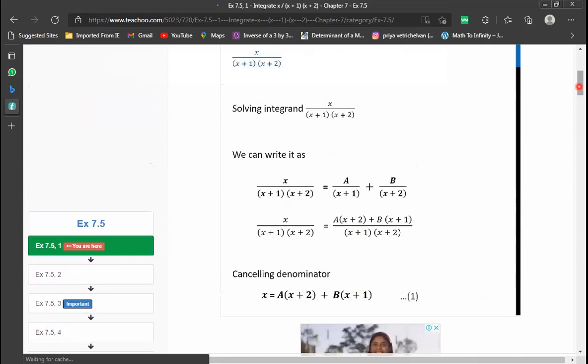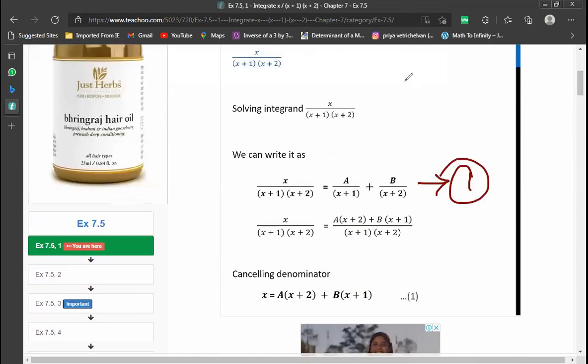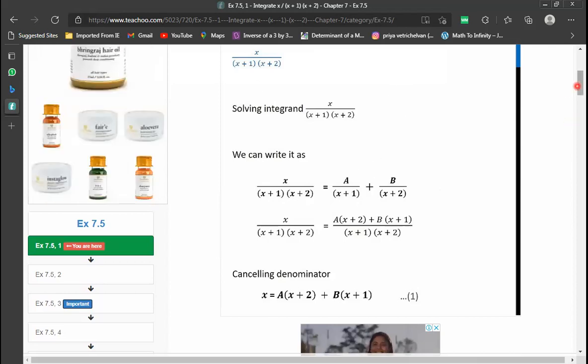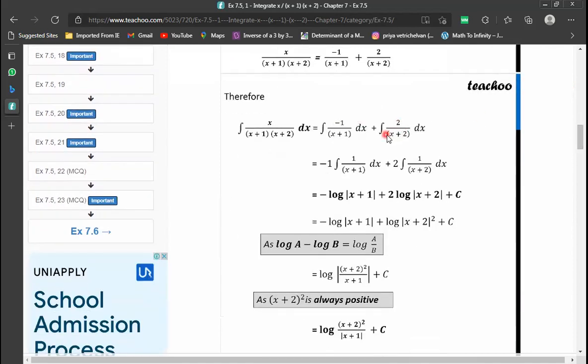So let's substitute in this equation, a and b. Okay, so a is minus 1 and b is 2 here. So now we can perform the integration, and we already know this. Integration of 1 by x is nothing but log x. So integration of 1 by x plus 1 will give you log of x plus 1. Similarly, integration of 1 upon x plus 2 will give you log of x plus 2.